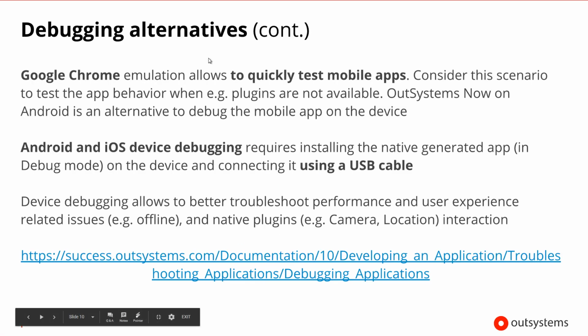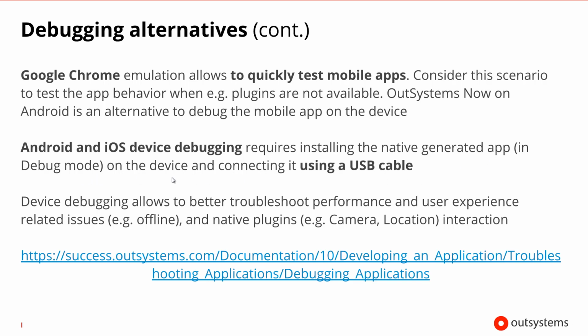Now, there are alternatives to doing debugging. The Google Chrome emulation allows us to do quick tests and see what's happening, but in that case the plugins are not available, so it doesn't do quite as good of a job as something like OutSystems Now or one of the actual on-device debugging. And if we want to do on-device debugging, we need to install the natively generated app, and we need to generate that app in debug mode.